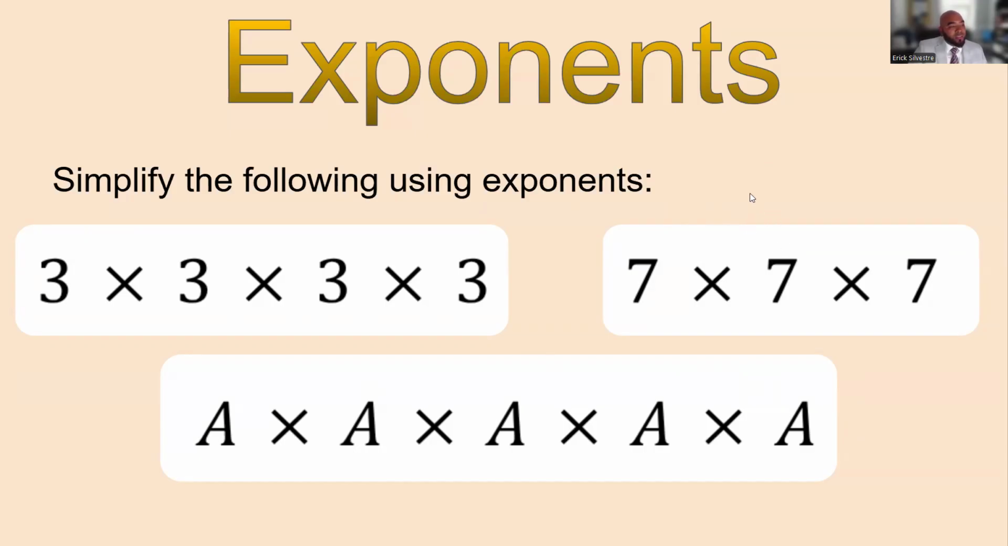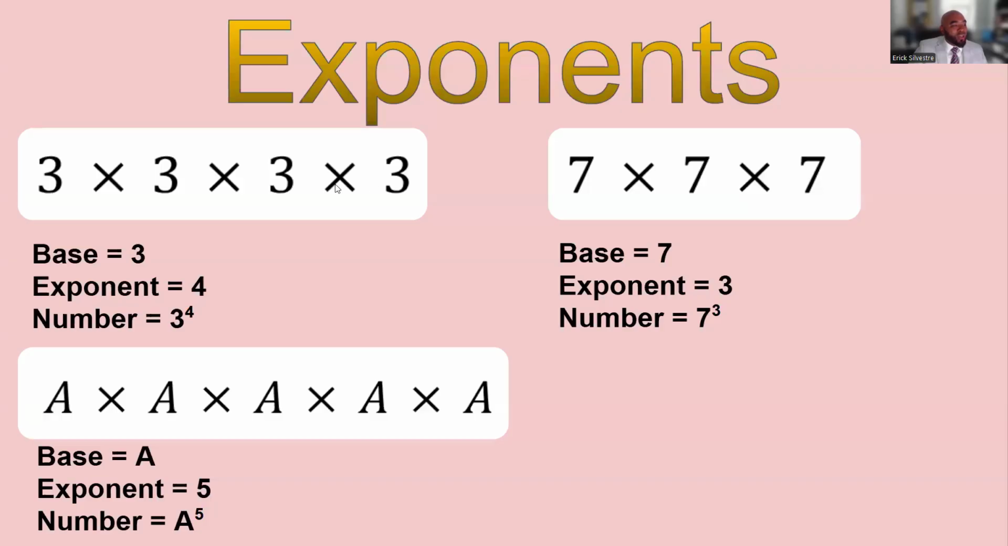All right, hope you guys did well. So basically, if you take a look at the first problem, my base is equal to 3. My exponent is equal to 4, and that becomes 3 to the 4th power. In the second problem, you have the base of 7, the exponent of 3, so therefore my number is 7 to the 3rd power. And in the last example, my base is the variable A, and it repeats itself 5 times, therefore my exponent is 5, so the value is A to the 5th power. All right, so again, exponents tell the base how many times it has to be multiplied by itself.